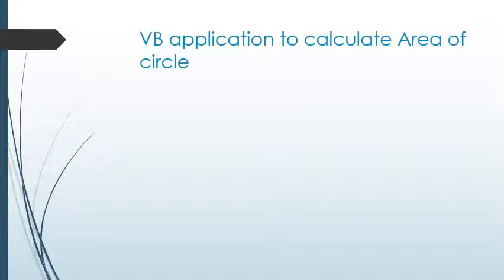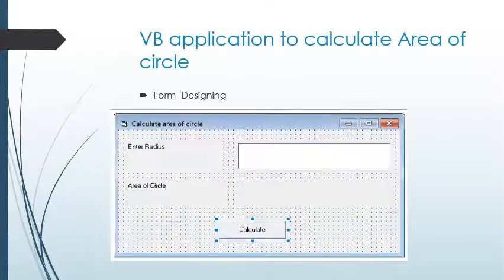So let's start with the designing. In the designing section, we need to understand what our requirements from the user are. For this application, what we need from the user is only the radius of the circle. So this is our form. Here we are going to calculate the area of a circle. This is your Form 1.